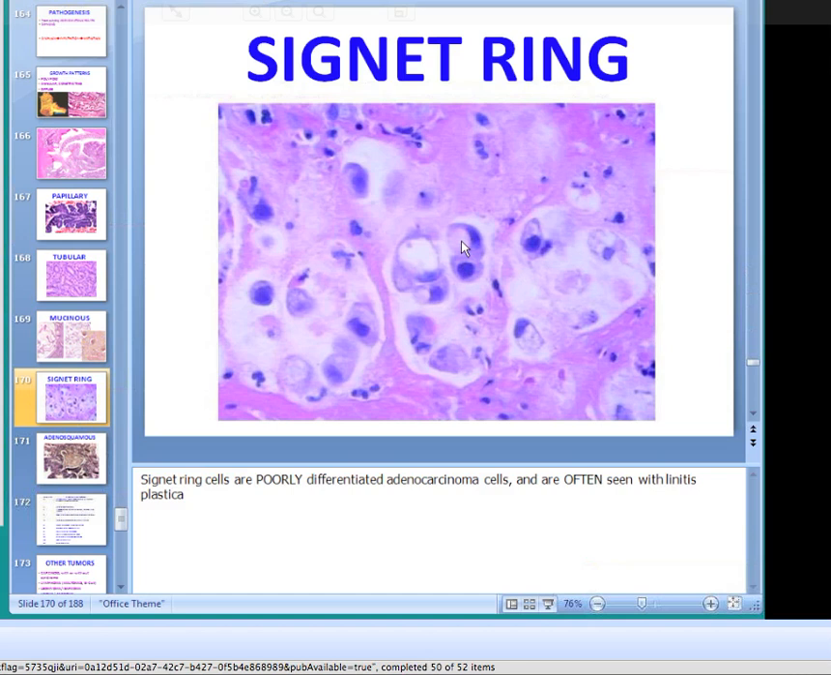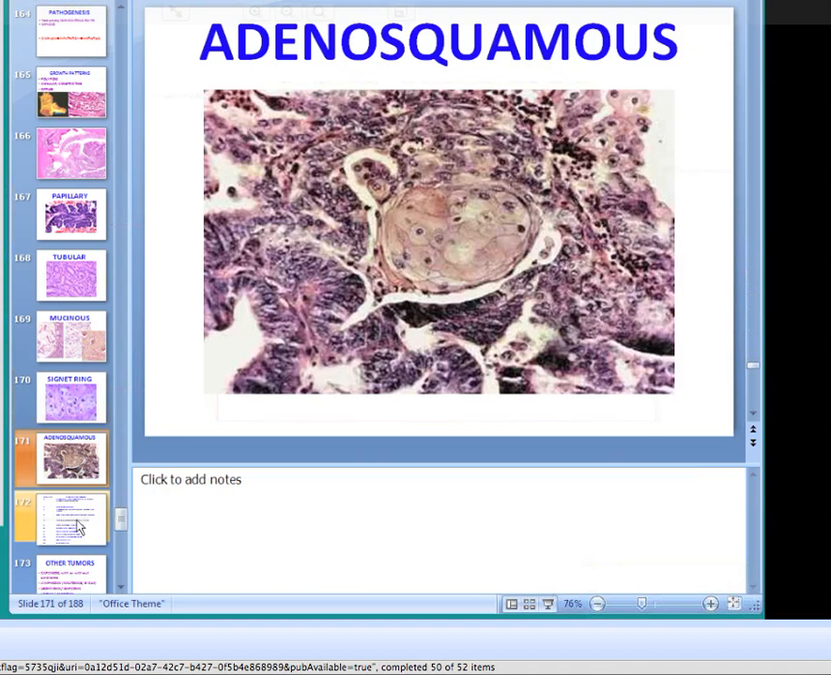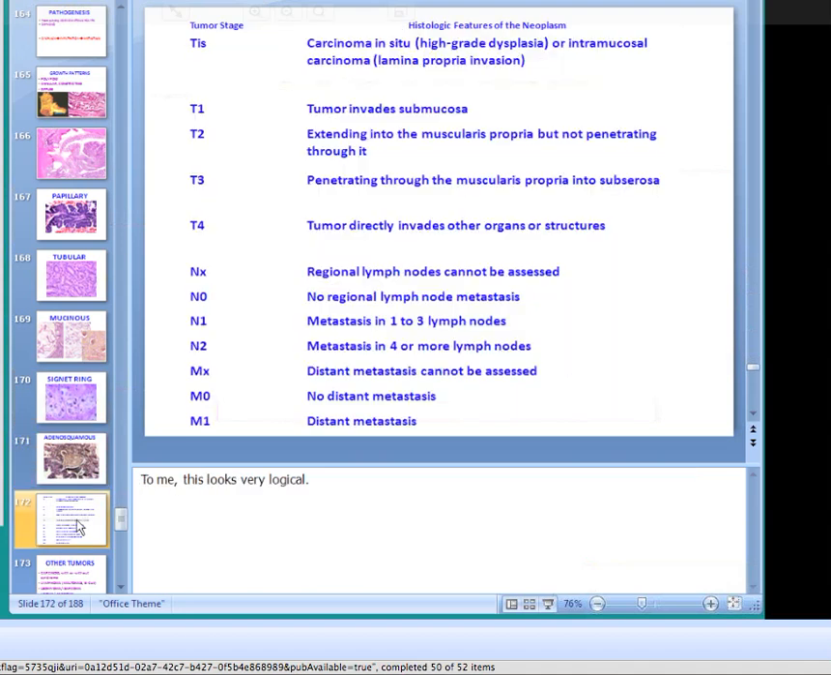And the less they look like glands, like the signet ring doesn't look like a gland at all, it looks like individual cells with little mucus pushing their nucleus off to the side, the less differentiated they are, and therefore the more invasive and the worse the prognosis will be. Here's an adenosquamous, just like we showed in the stomach.